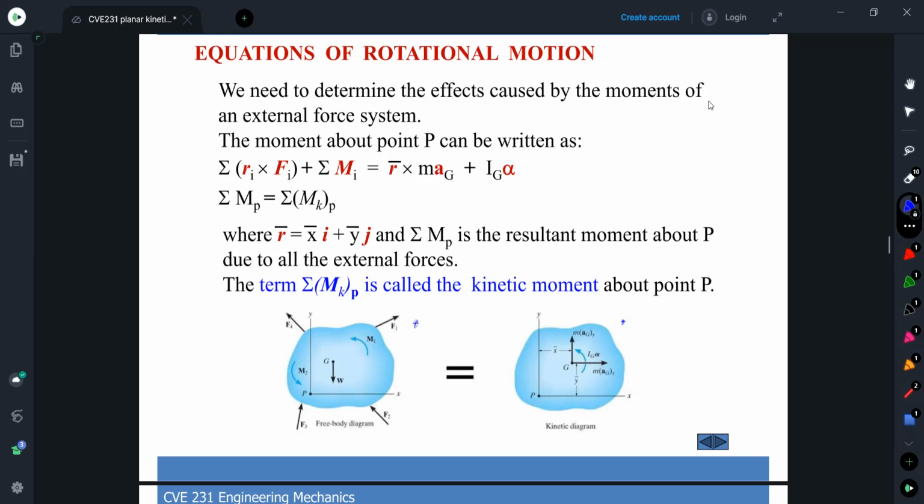For this case, when we take the summation of moment about point P, on the left-hand side it is the summation of moment coming from the resultant forces that produce moment about point P. On the right-hand side, we have the kinetic moments about point P according to the pseudo forces, that is m a_gx and m a_gy, with moment arms y and x, which also produce moment about point P. That is the case of rotational motion.